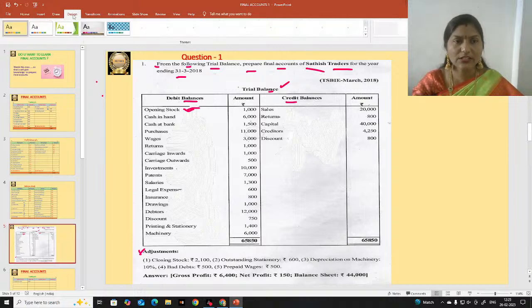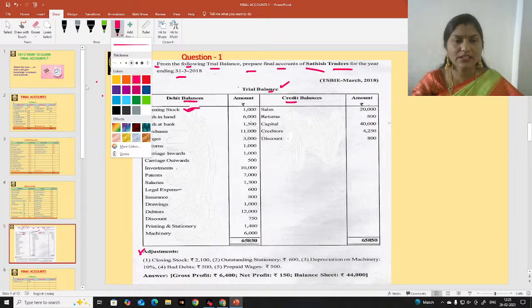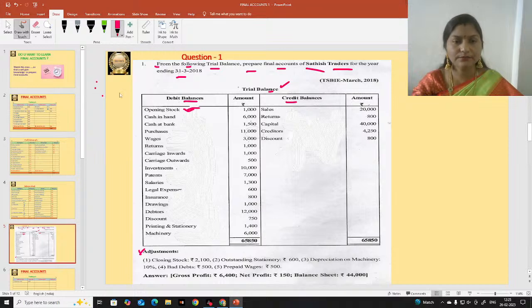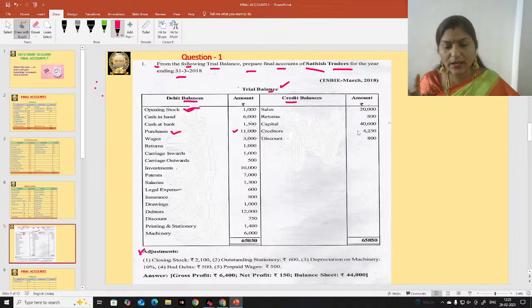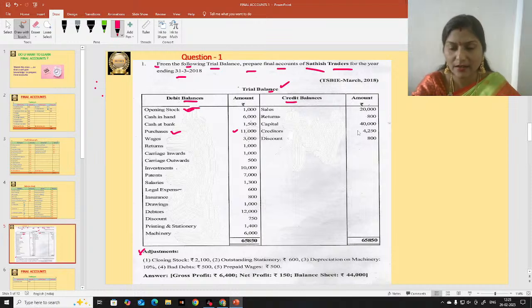Do we have purchases here? Yes, purchases are there. You can see purchases are there. How much amount? Purchases are 11,000. And purchase returns will always appear on the credit side. In the trial balance, if you have any returns on the credit side, those are known as purchase returns. Remember, purchase returns will always appear on the credit side.